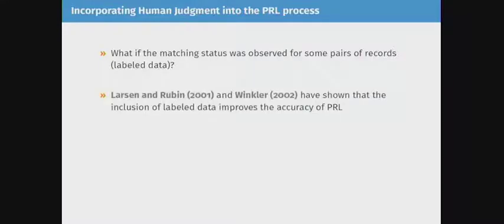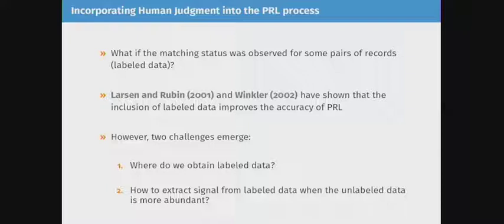The idea here is that imagine that we have piles and piles of unlabeled data. What if we were to observe some labeled cases? Actually, Larsen and Rubin and Winkler have shown that if you mix labeled and unlabeled data, then you can improve in terms of controlling the error rates. But there are two challenges with this type of approach. The first one is where we are going to obtain labeled data to begin with. We have piles upon piles of unlabeled data when we're merging two datasets because we don't have a unique identifier. What are the best cases for us to inform the model so that it learns the most in terms of classification? So that's an issue.